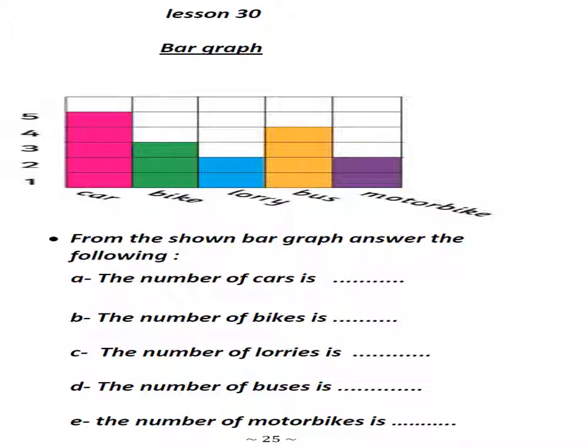Okay, from the shown bar graph, answer the following. The number of cars will be 5, and the number of bikes is 3, and the number of lorries will be 2, and the number of buses will be 4, and the number of motorbikes will be 2.